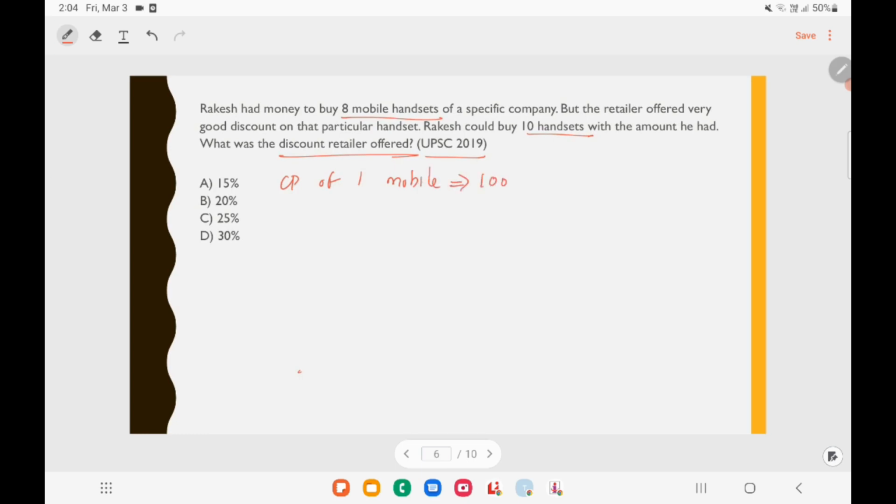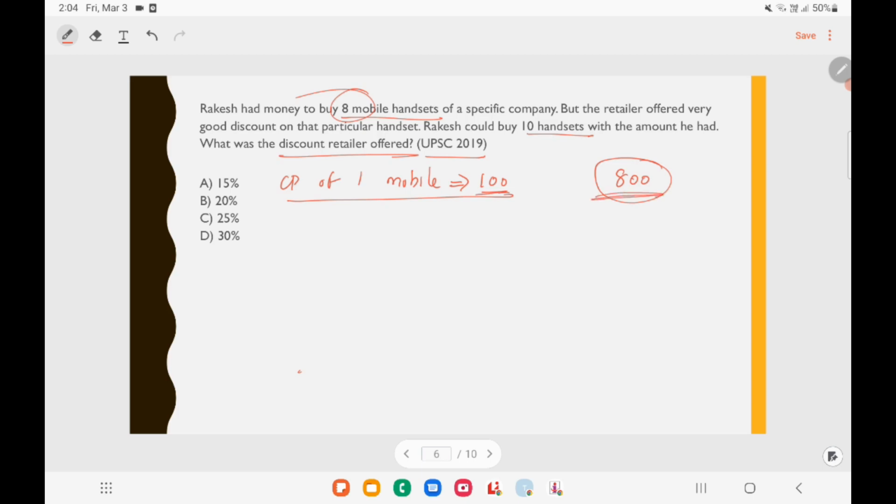When you are assuming a cost price, just assume 100 because it's easy for calculation. Okay, just assume that the cost price of one mobile is 100. Rakesh will be having 800 rupees with him because he was able to buy 8 mobile handsets. So if the rate of one mobile handset is 100, Rakesh will be having 800 rupees with him, right?